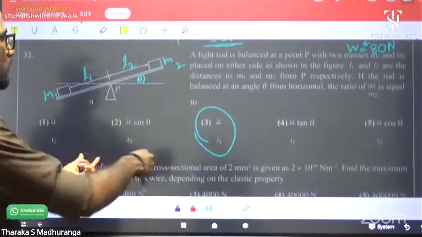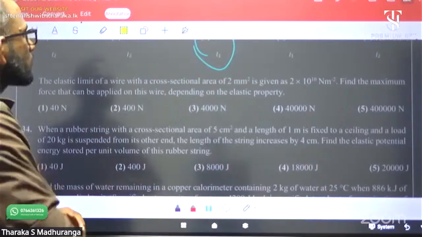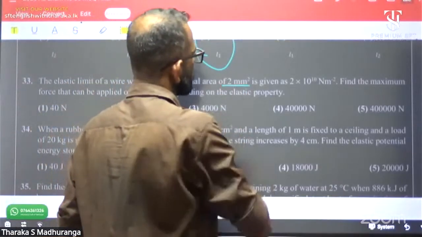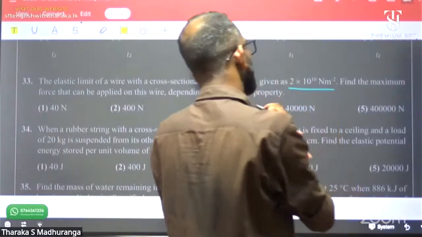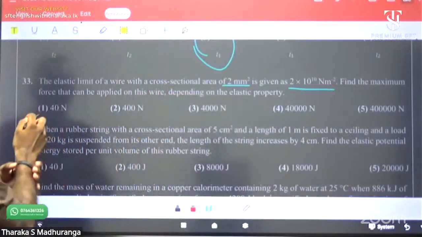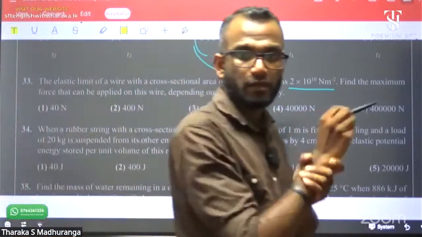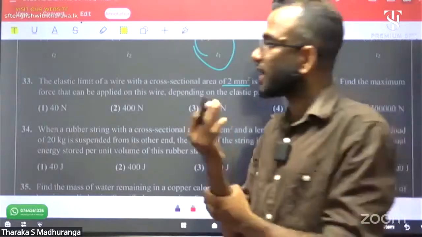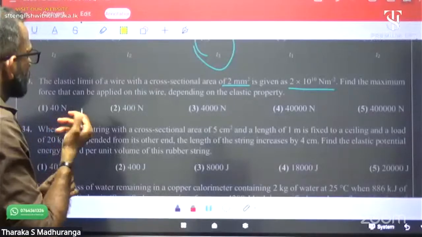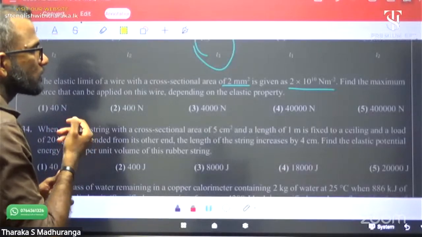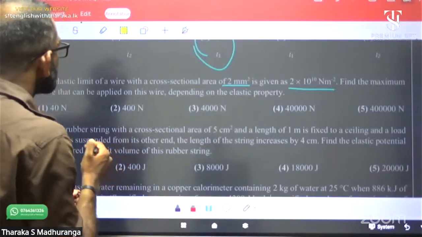Now, the elastic limit of a wire with a cross-section area of 2 square millimeters is given as 2 into 10 to the power 10 N m^-2. Find the maximum force that can be applied on this wire depending on its elastic property. The question asks for the maximum force that can be applied on this wire. What is the equation? The cross-section area is given and the elastic limit is also given.